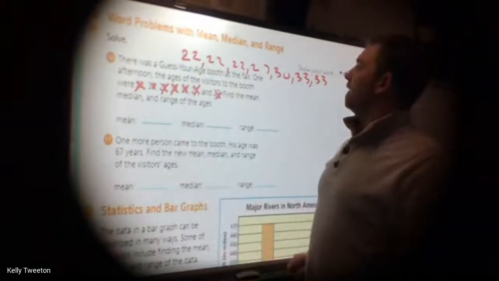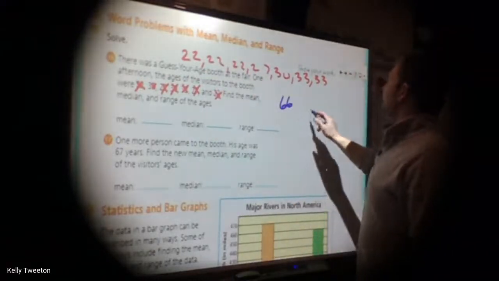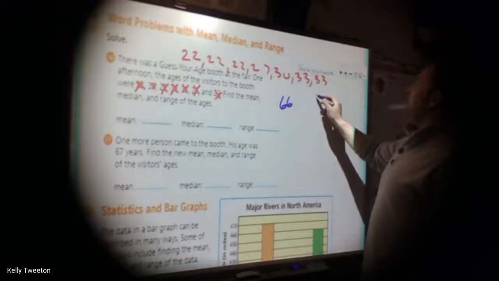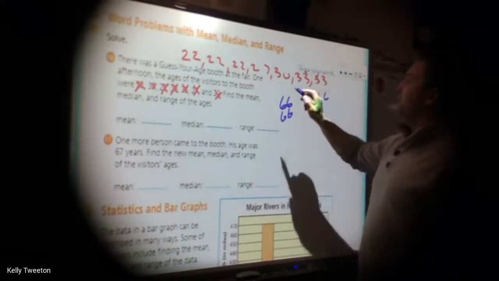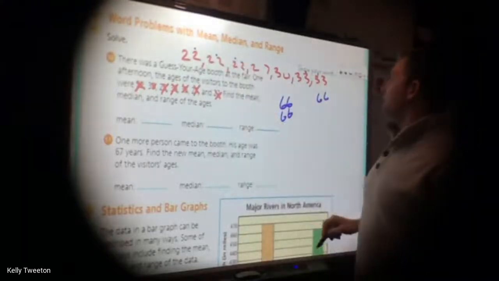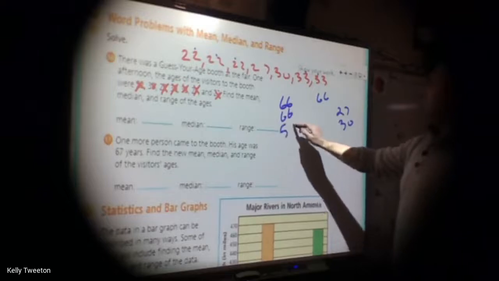22 and 22 makes 44. 44 plus 22 is 66. Now, 33 and 33 also makes 66. So I'm going to put that one right there. So I've done that one, and I've done all three of those. Now I have 27 and 30. Add those up, and we get 57.